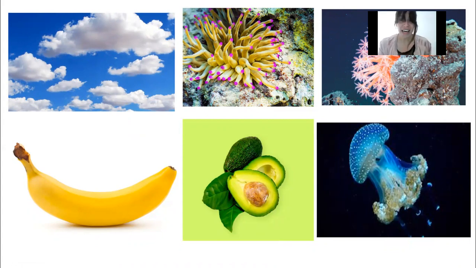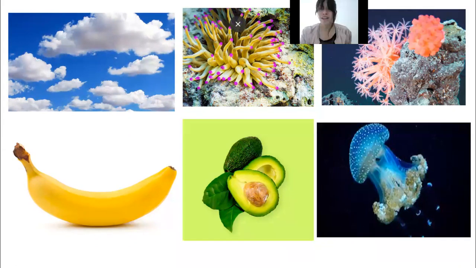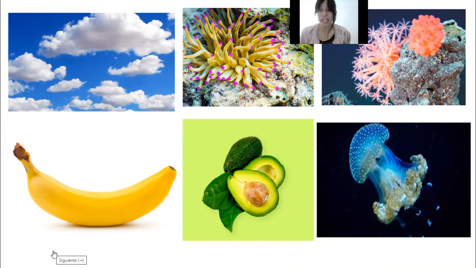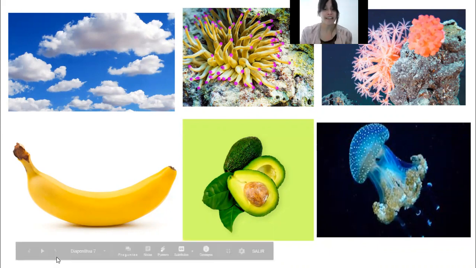Also, sea life. Sea life has an important amount of different organic shapes. You have corals, medusas, and you also have fruits. For example, a banana. A banana is not a geometric shape, it's an organic shape. An avocado. So there are a lot of organic shapes that you can find in nature and be inspired by.